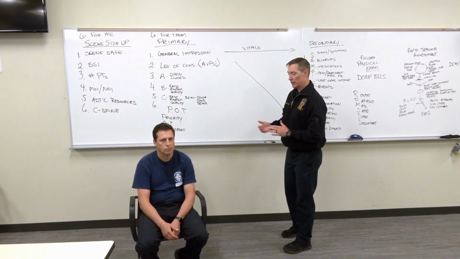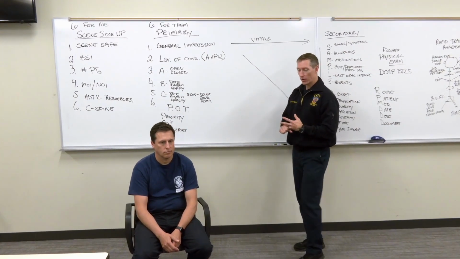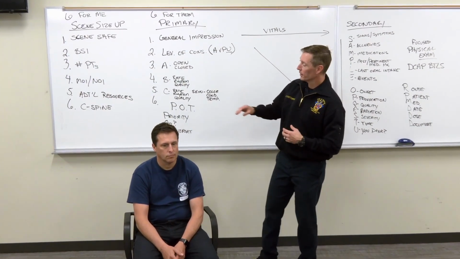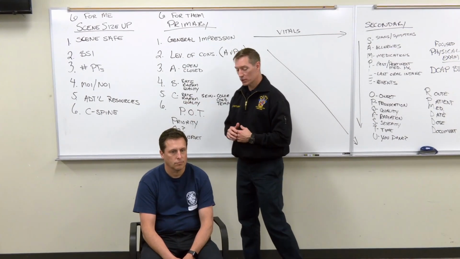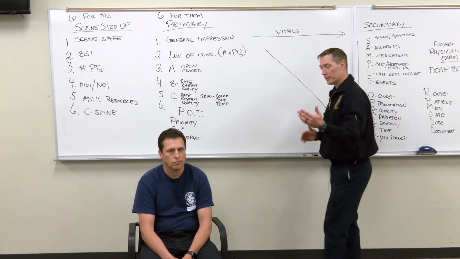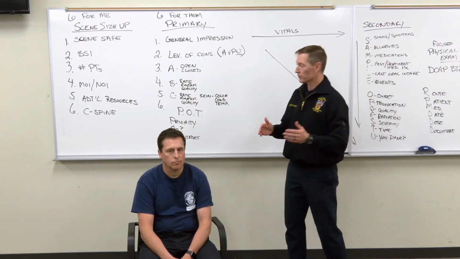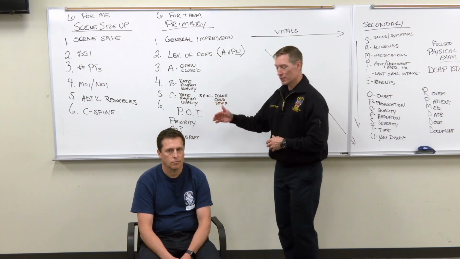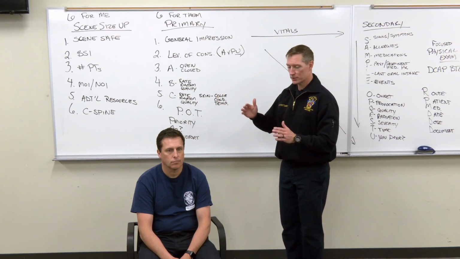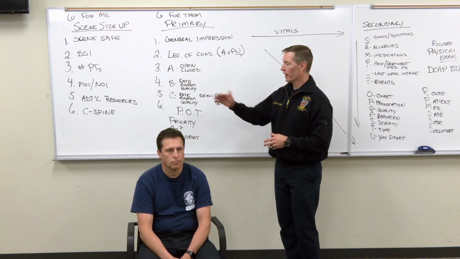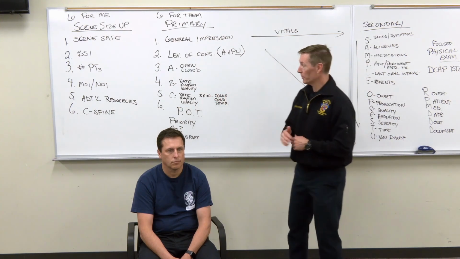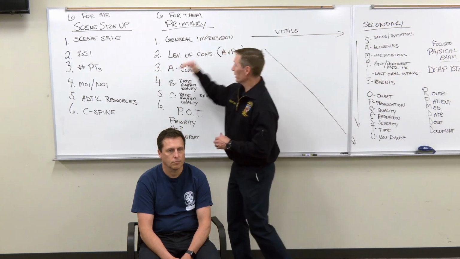Additional resources, because it's a chest pain, shortness of breath call, I'm going to consider the fact that I might need an ALS resource, and then if I need any manpower or anything like that, once I show up, I'll ask for that. And C-spine precautions, it's a nature of illness call. There's no signs of trauma, so I'm not going to take C-spine precautions at this time. So now I'm out of my scene size up. I go into my primary.